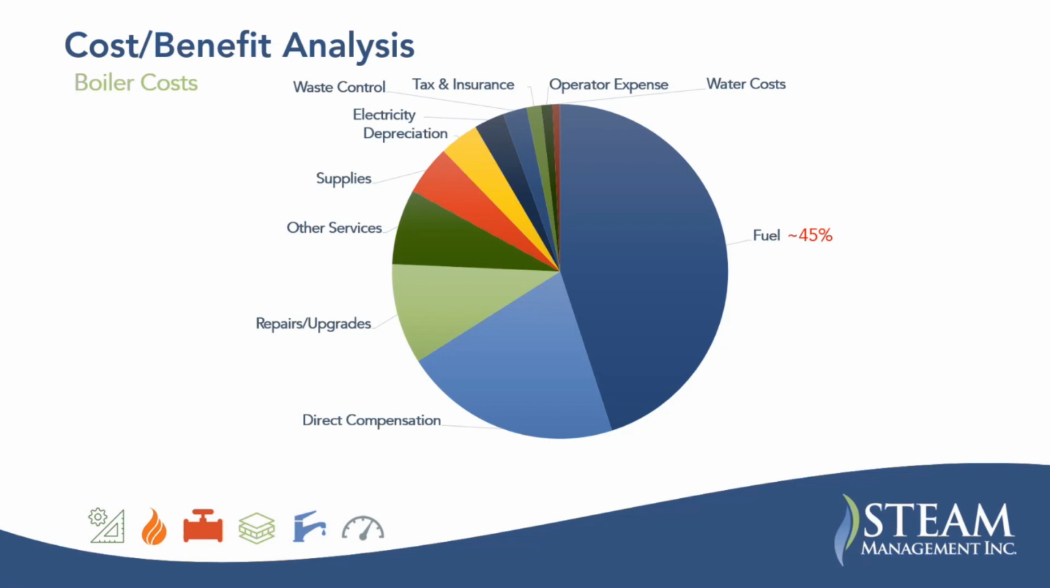Cost benefit analysis. So these are annual boiler costs. You see all the different categories there, but the main takeaway here is that your fuel is about 45% of your annual cost. And I actually saw a rule of thumb that your fuel cost can equal 4 times the initial cost of the boiler, which is really high. But yeah, it's a significant cost. So we'll look at that next.